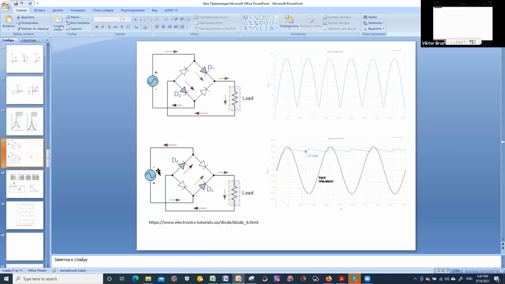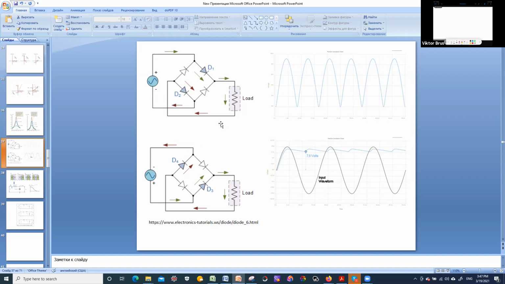Now we change polarity. It's the second half of the period, so here is already minus, here is plus. This diode is closed, but diode 3 is open. So current goes through diode 3, through the resistor, comes back to the diode bridge, and again here diode 4 is open. So it lets current flow back to the power supply.